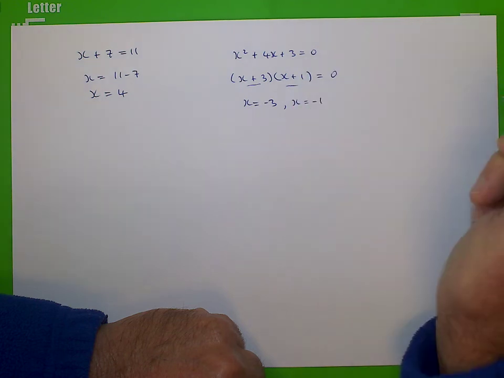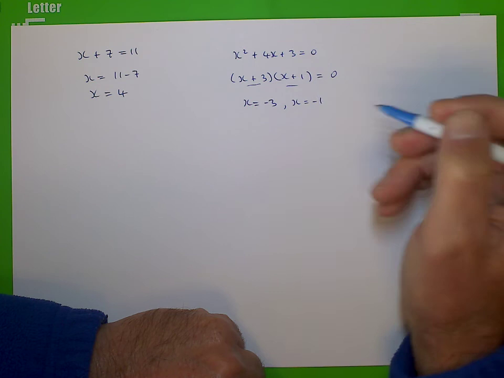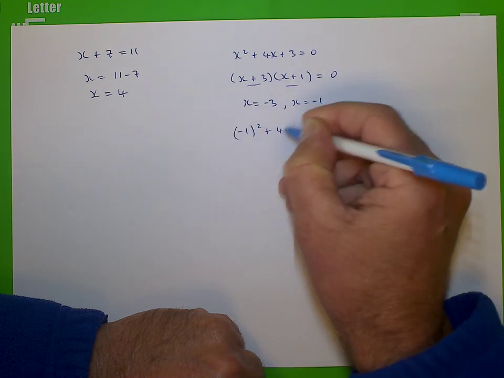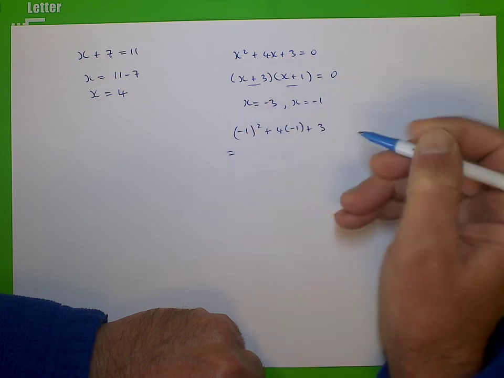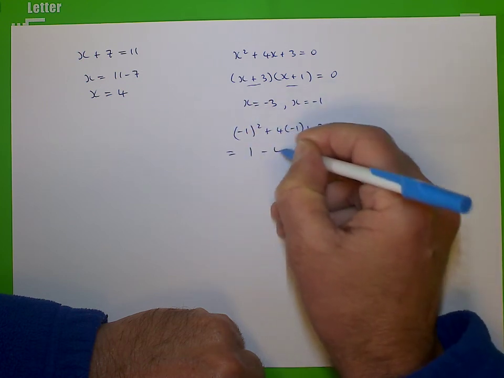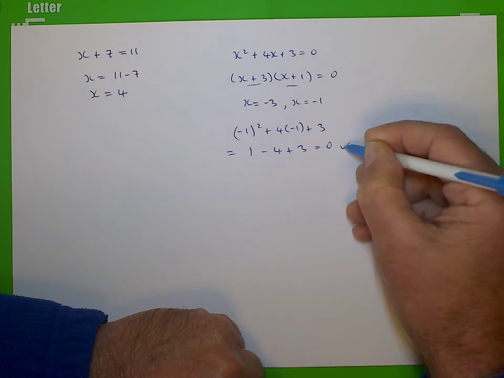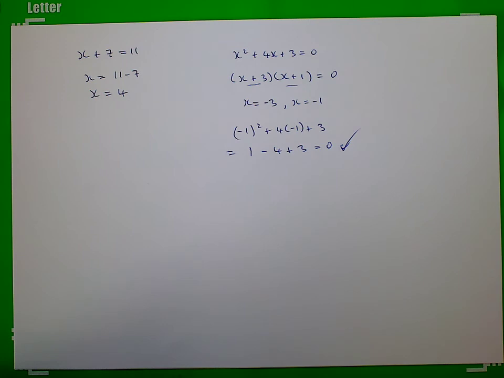solution from there. And if we choose one of these values, x equals minus 1, and put it back in the original equation, we get minus 1 squared plus 4 times minus 1 plus 3, which is equal to 1 minus 4 plus 3, which is equal to 0. So we see that that is indeed a solution.